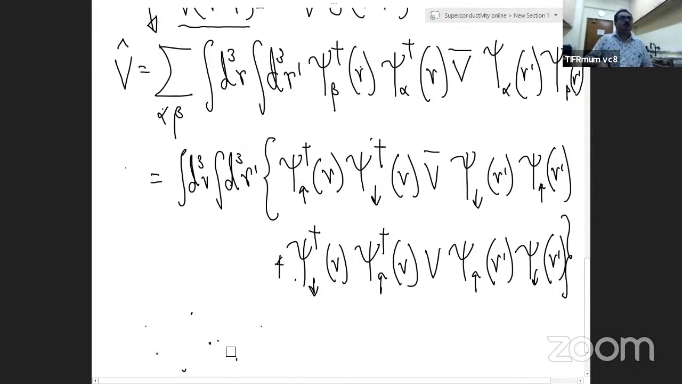Okay, let me remove this and do the integration. So in the integration, I am integrating over R prime. So the dq bar remains. I will get minus V here. This will go. And this will be R. This will be R.